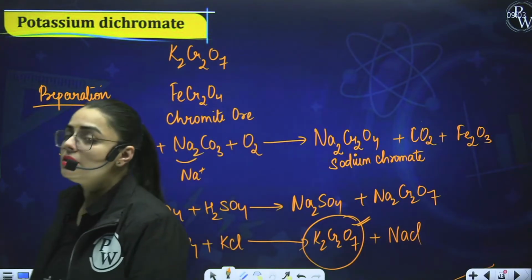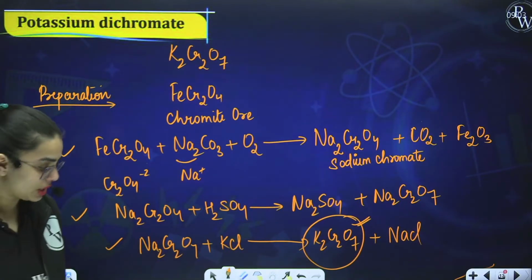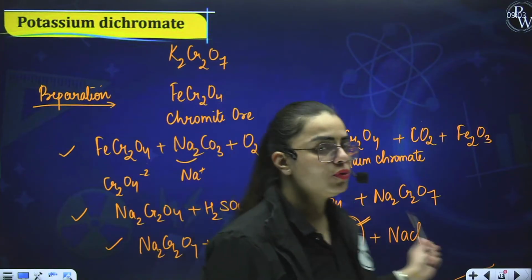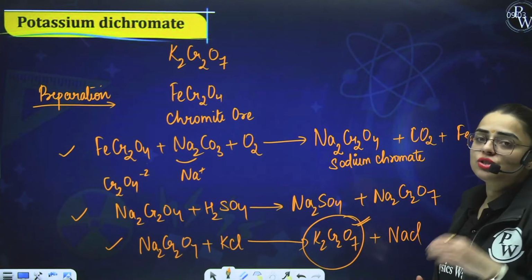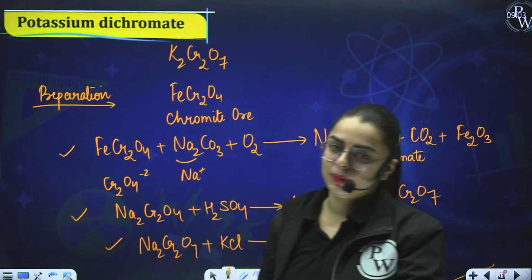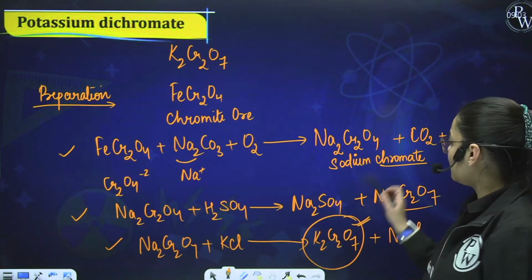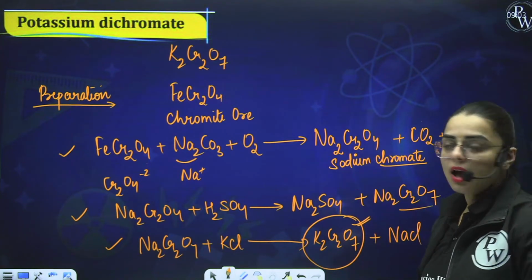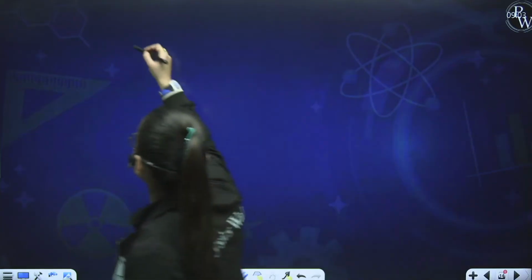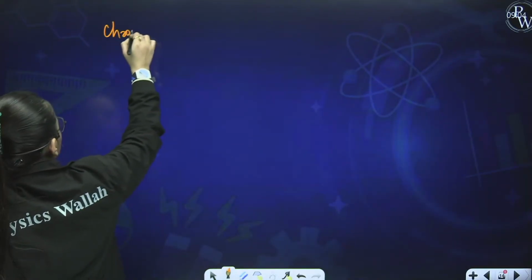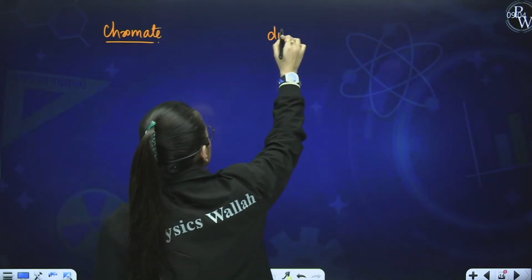So basically, it is a three-step reaction which I have shown you over here. This is the preparation. Now we shall be writing the structure, but before that, I want you all to write it down. The question that can be asked is on the structure of chromate as well as dichromate ion. What is chromate ion? It is CrO4. Here we will be writing chromate ion, and here we will be seeing the dichromate structure.